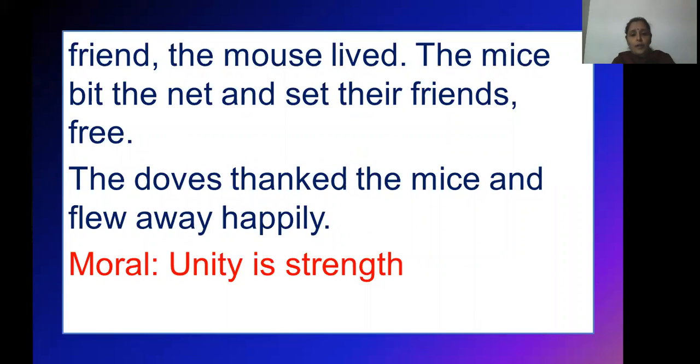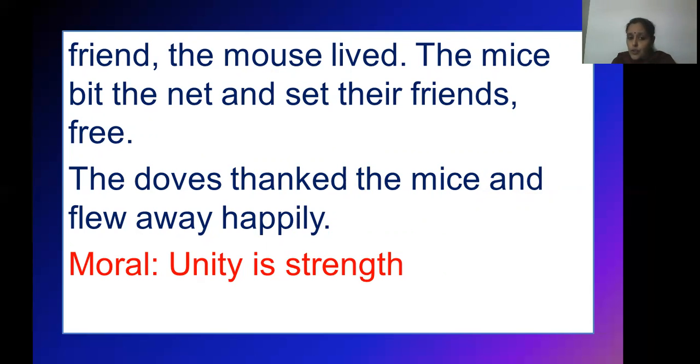So where did the old dove take them? He took them to his friend the mouse. The mice bit the net and set their friends free. The mouse, we would have called his other friends also. So the mice bit the net and set their friends free. The doves thanked the mice and flew away happily.